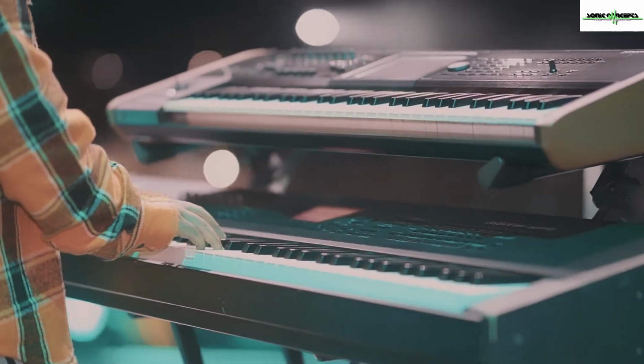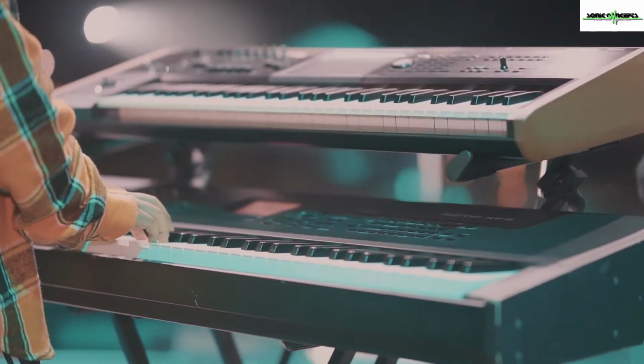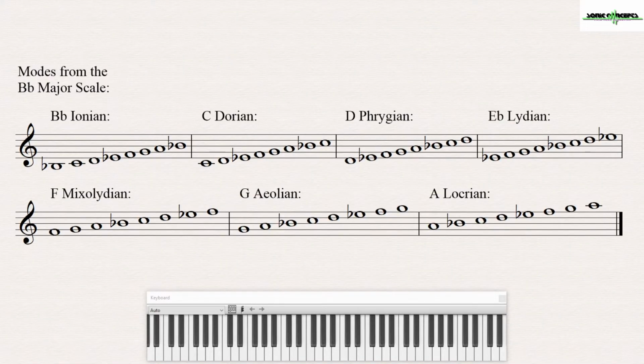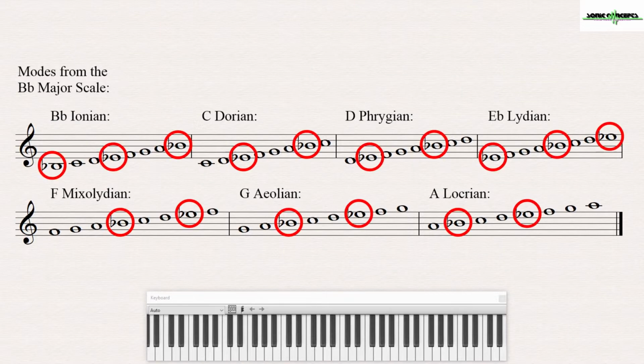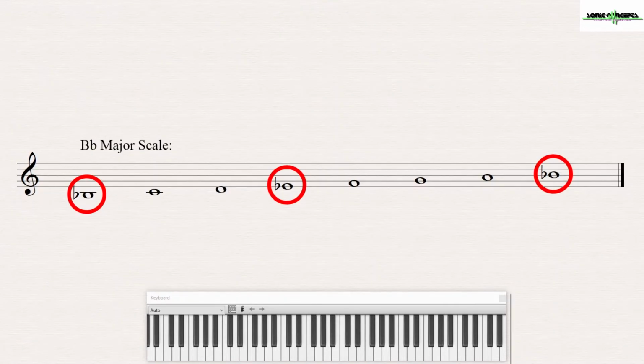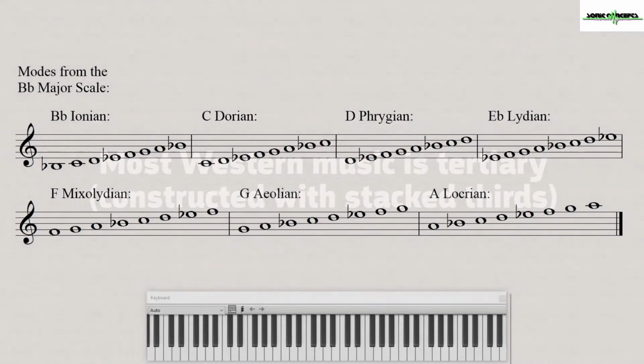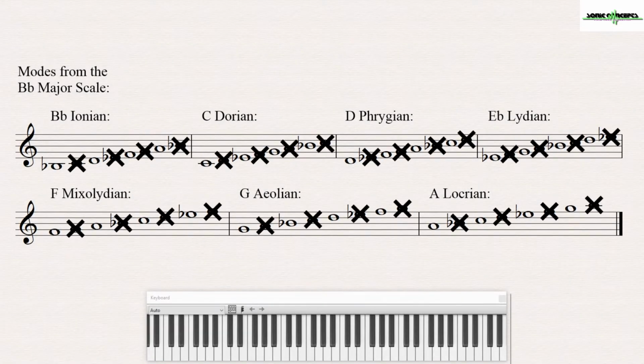To create diatonic chords, we need to start out with a scale. Let's look at the B-flat major scale to illustrate this. The B-flat major scale creates these modes. As expected, notice each of these modes contains a B-flat and an E-flat since all of them were created from the B-flat major scale. Now let's recall what we learned in episode 19, namely that most Western music is tertiary or constructed with stacked thirds. What if we were to skip every other note in a mode and stack the notes that remain on top of each other? We would create a chord.